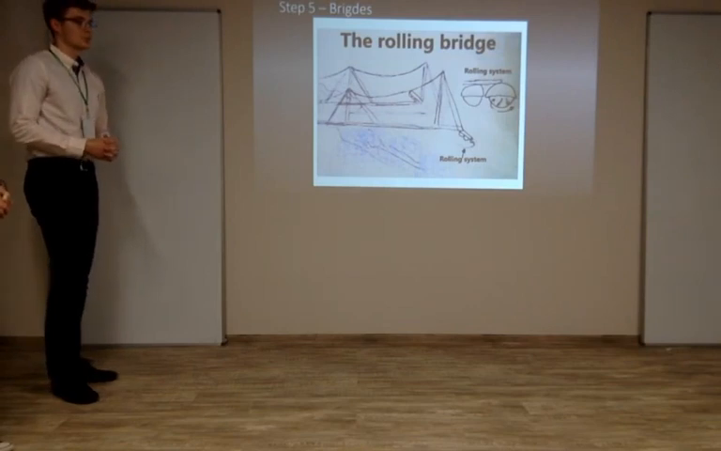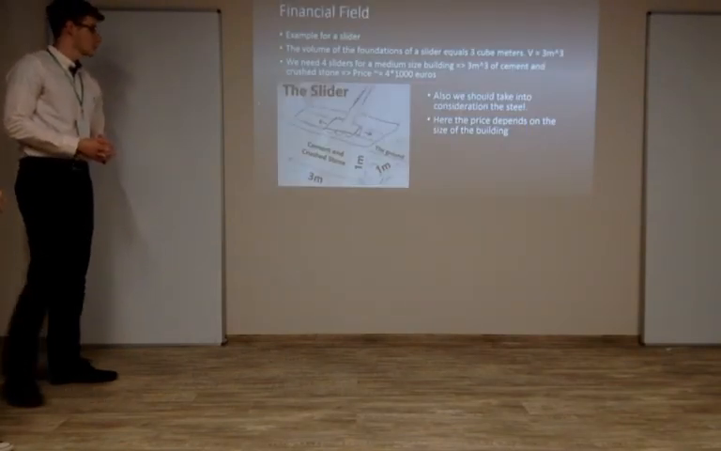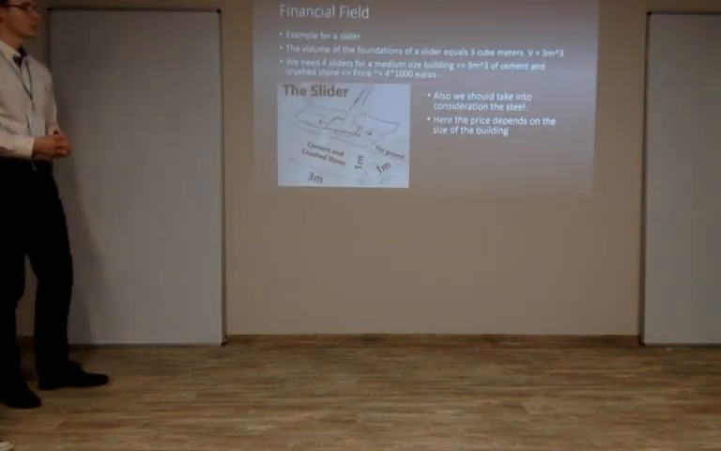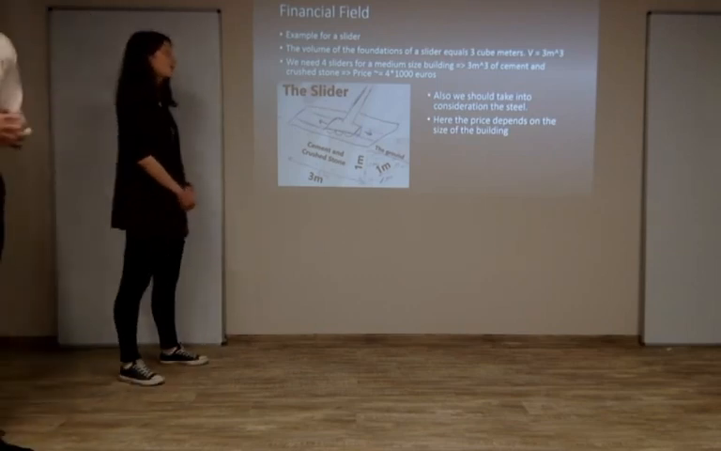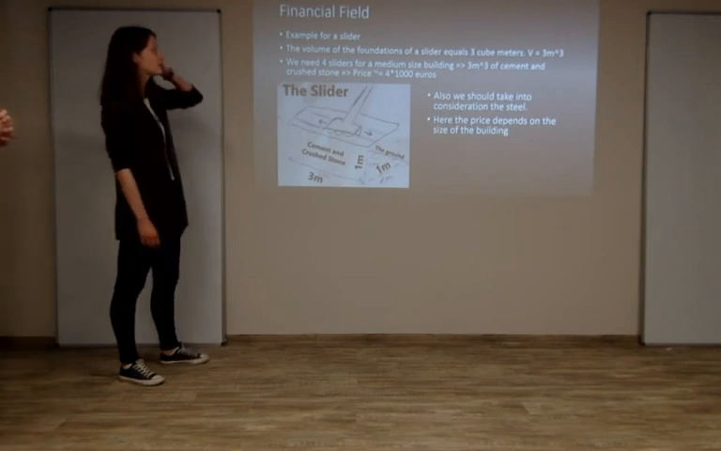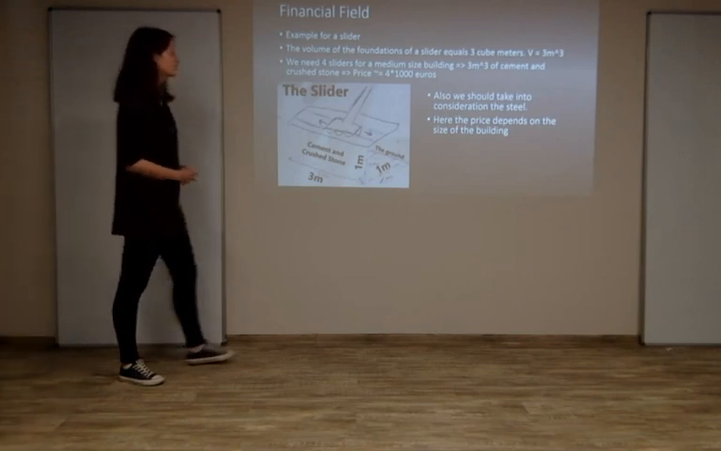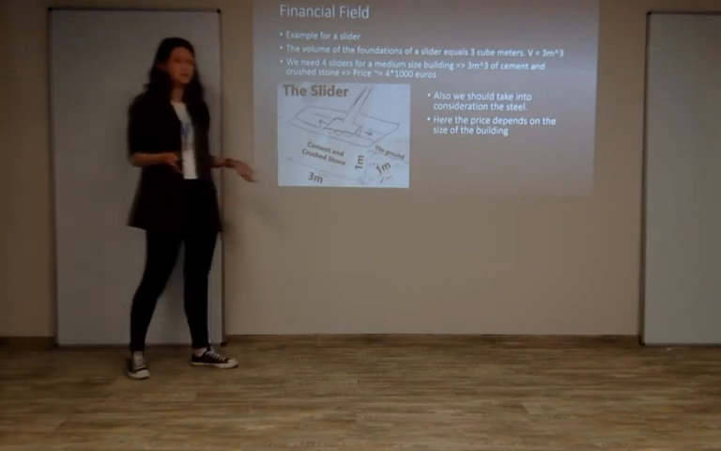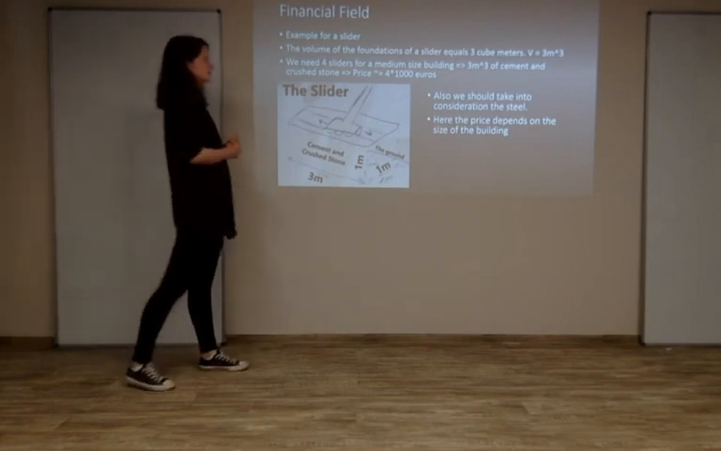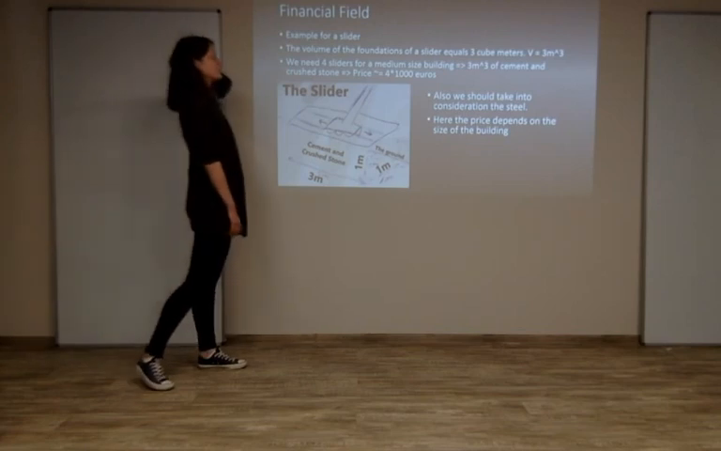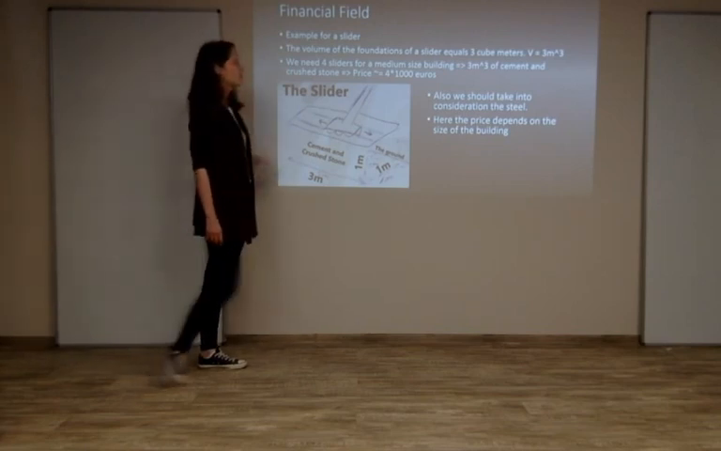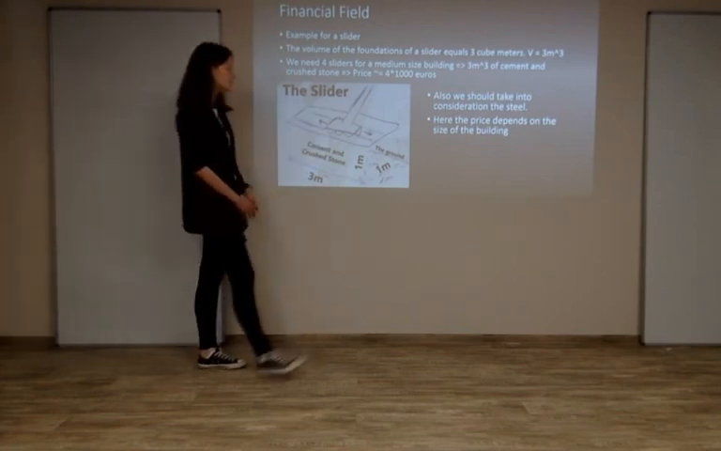Now, about the financial field. Christina, please. The volume of the four sliders equals 3 cubic meters. We need 4 sliders for a medium-sized building, 3 cubic meters of cement and crushed stone, which gives us a price of 4,000 euros. Also, we should take into consideration the steel.